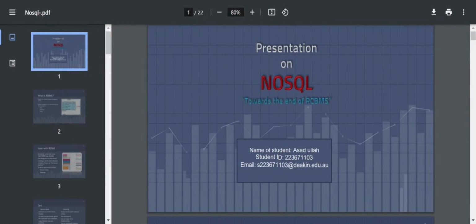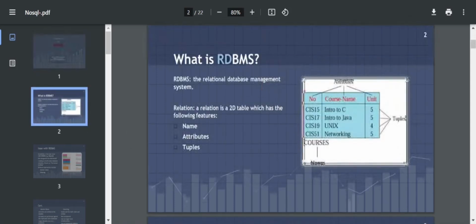In this video, I will talk about NoSQL. What is RDBMS? RDBMS, the Relational Database Management System, organizes and stores data in a structured format using tables with rows and columns. It follows the principle of the relational model and is designed to efficiently manage and retrieve data while ensuring data integrity.